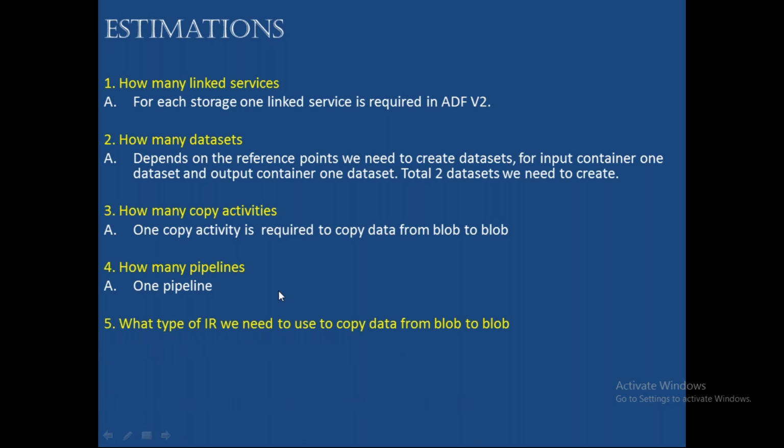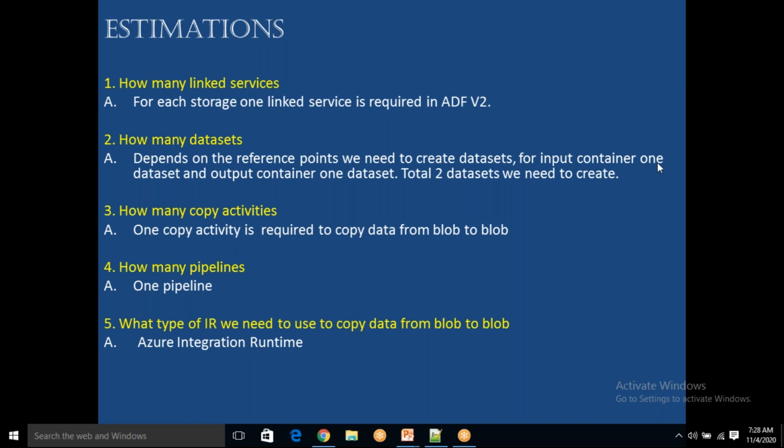Okay. What type of integration runtime do we need to use to copy data from blob to blob? I hope everybody knows by now. So you people answered correctly. Azure Integration Runtime. So these are the estimations you need to have. Only one linked service. We are going to create two data sets, one copy activity, one pipeline, and we are going to use the Azure Integration Runtime. Any questions here? If you have any doubt, please let me know here, because these estimations are very, very important. If you know this, we can easily build the pipeline.